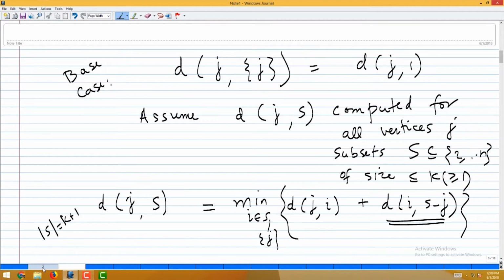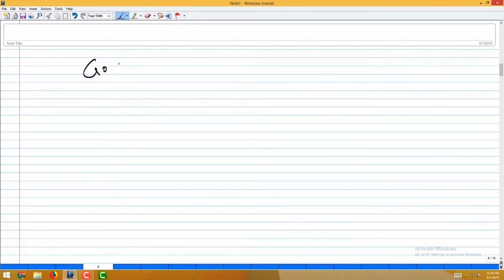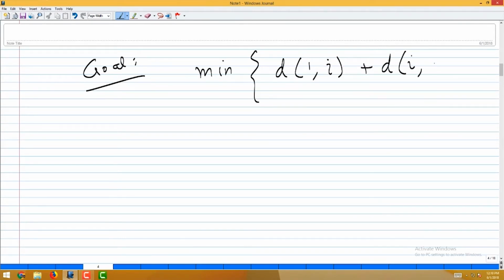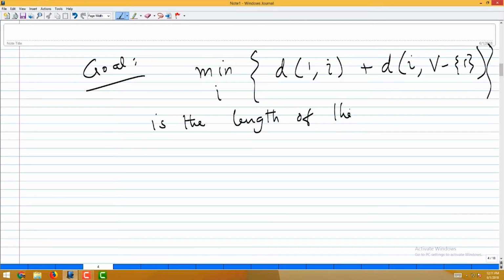And what is my final answer? I want a Hamiltonian cycle. So what is my end condition? The final answer would be the minimum over i of: start from 1 and go to some i, and then d(i, V minus {1}), which is already computed from my table. So I finally get my answer like this, the length of the optimum Hamiltonian cycle. So, this is my nice dynamic programming algorithm.